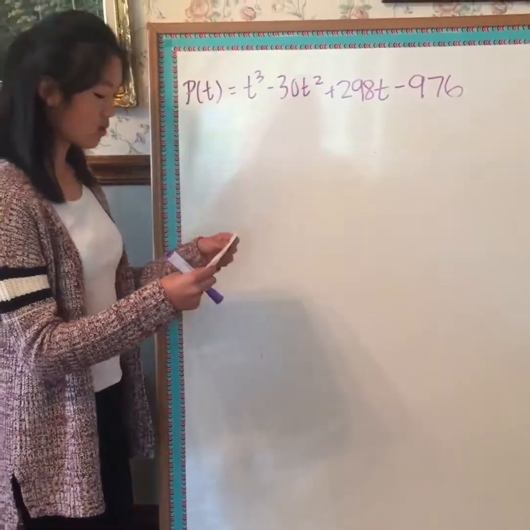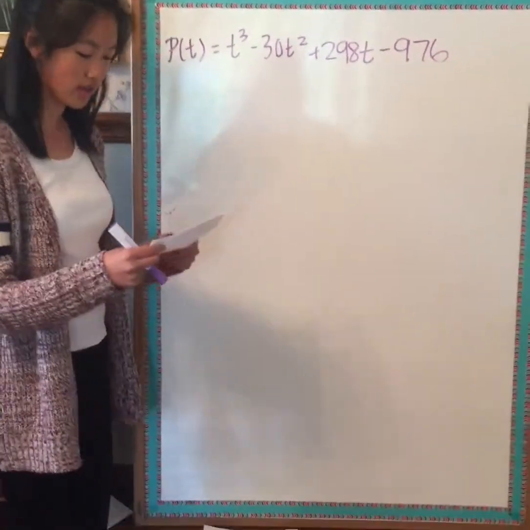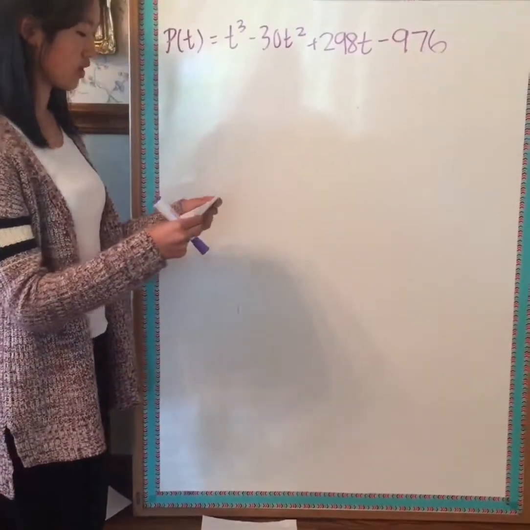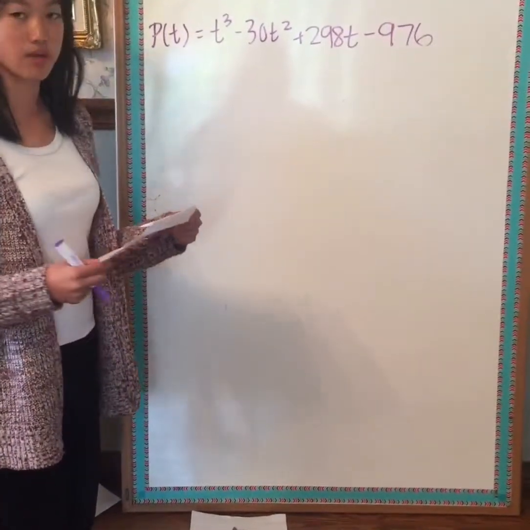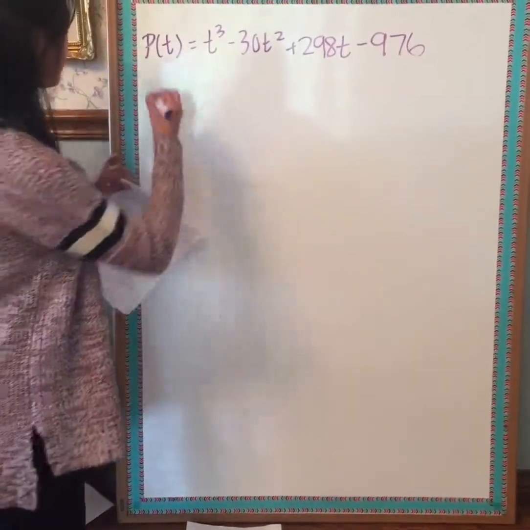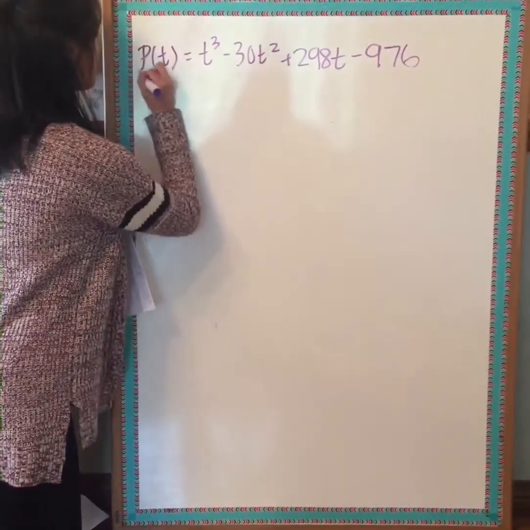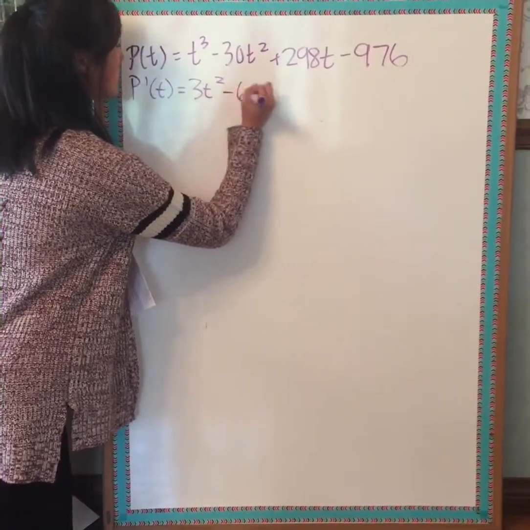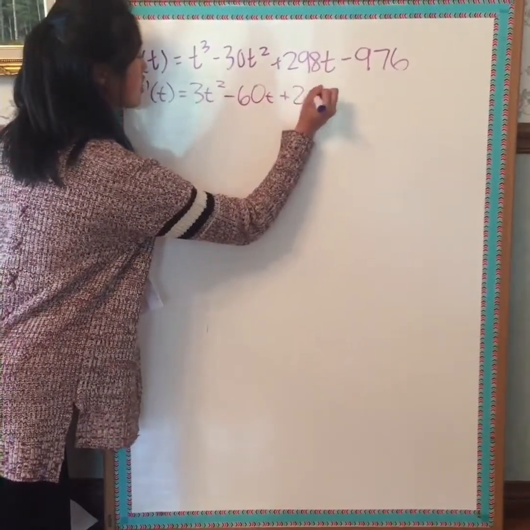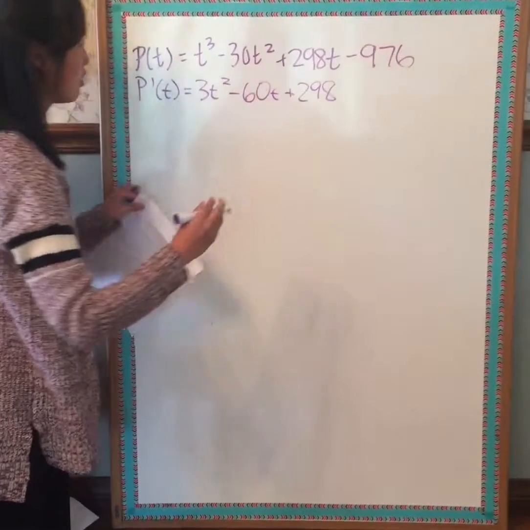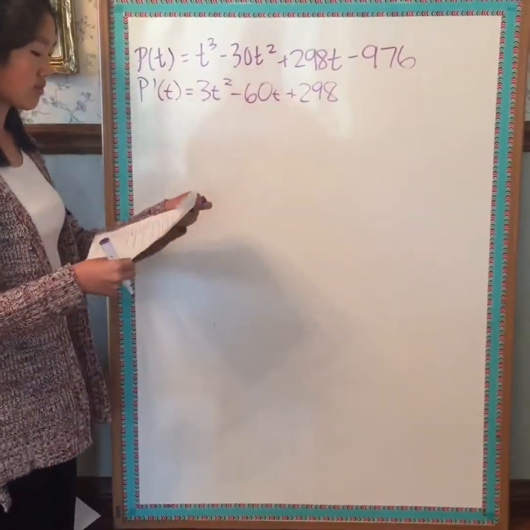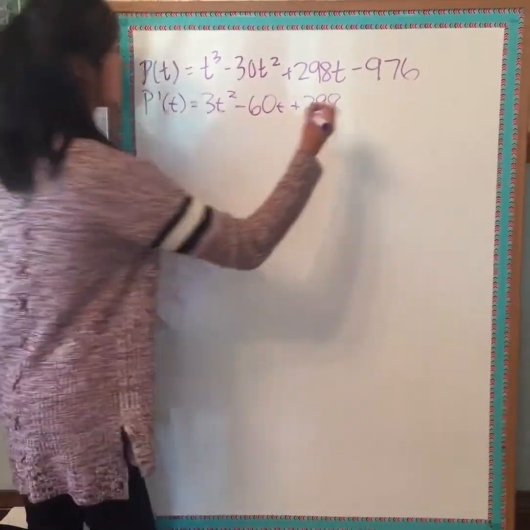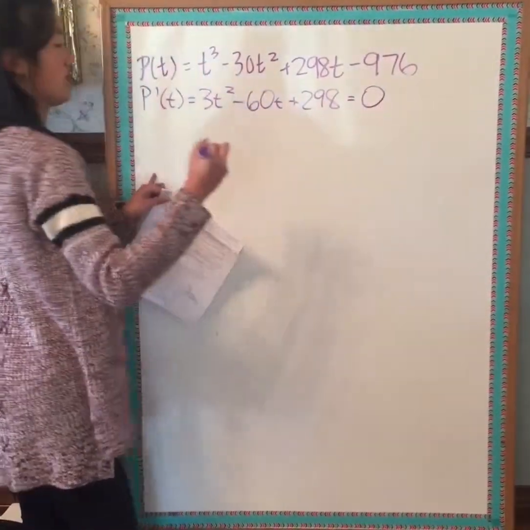Part D says, according to the model from Part C, which is the function p of t, at what time were the entries being processed most quickly? Justify your answer. So finding when it is processed most quickly means finding the rate at which it's being processed. So you have to find p prime of t. So p prime of t is equal to 3t squared minus 60t plus 298. And so when it's processed most quickly, it also means an absolute maximum.